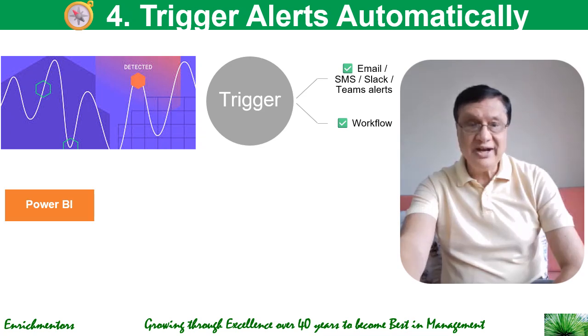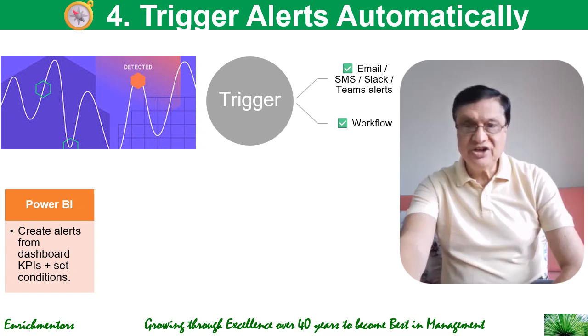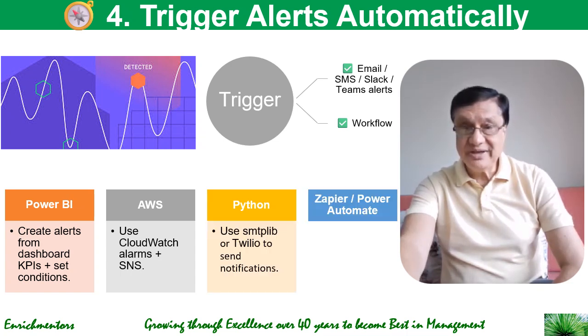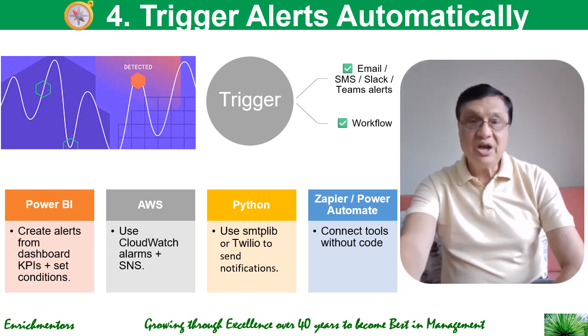And how can you do that? You can use Power BI to create alerts from dashboard KPIs and set conditions. You could use AWS, where you use CloudWatch alarms and SNS. You could use Python. In Python, you could use SMTPLIB or Twilio to send notifications, or you could use Zapier and Power Automate to connect tools without code. So that's how you can trigger alerts automatically.